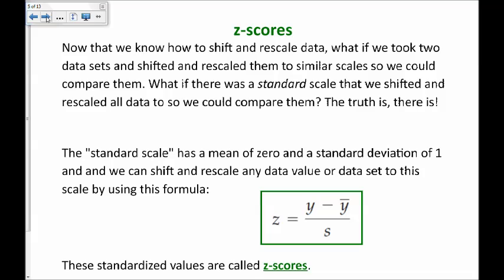Okay, and we can shift and rescale any data value or any data set to this scale by using this formula. Okay, this is a super important formula in this class. You should memorize it right now because we will use it frequently throughout the year. Okay? These standardized values that we get from this are called z-scores.